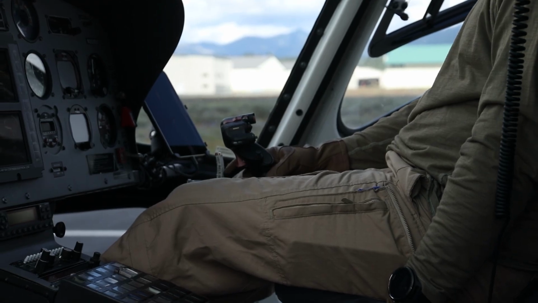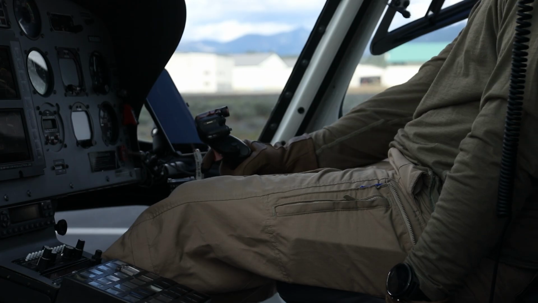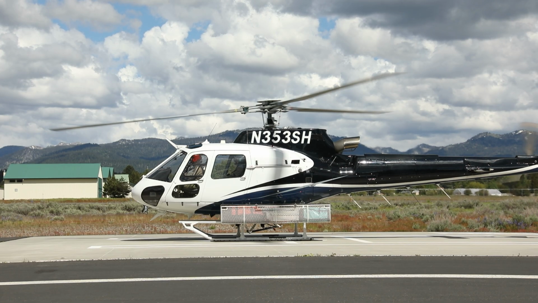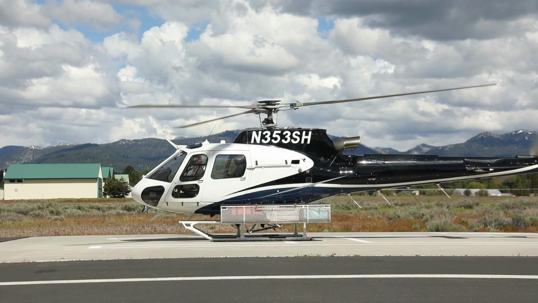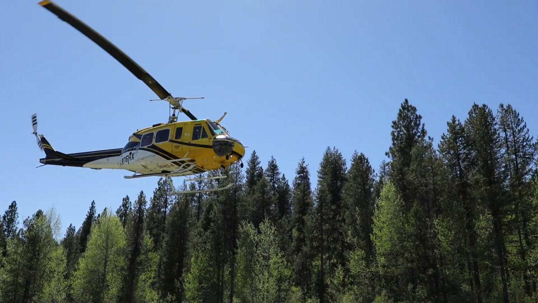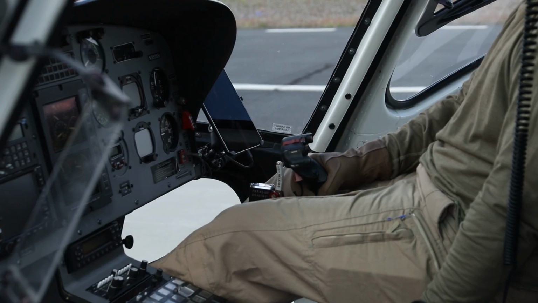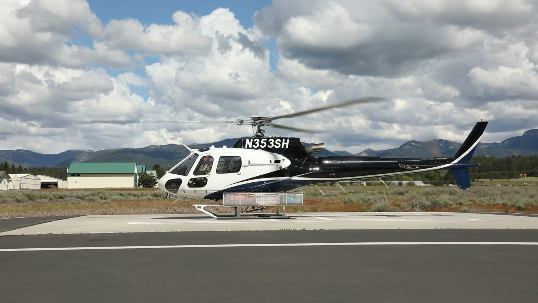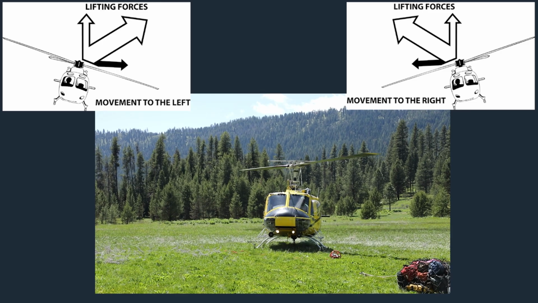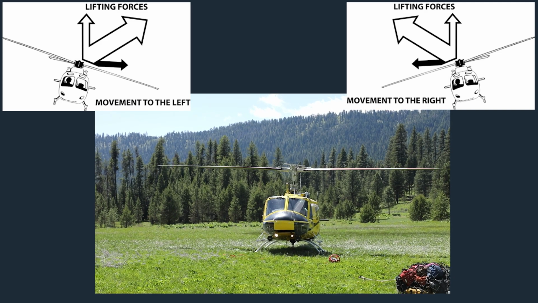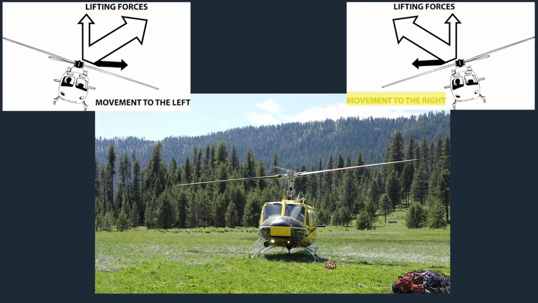When the pilot moves the cyclic forward, this tilts the rotor disc the same direction. This will redirect lift and thrust, moving the helicopter forward. As the cyclic is moved backwards, the rotor disc tilts to the rear and the helicopter moves backwards. The same is true for movement to the left and to the right.